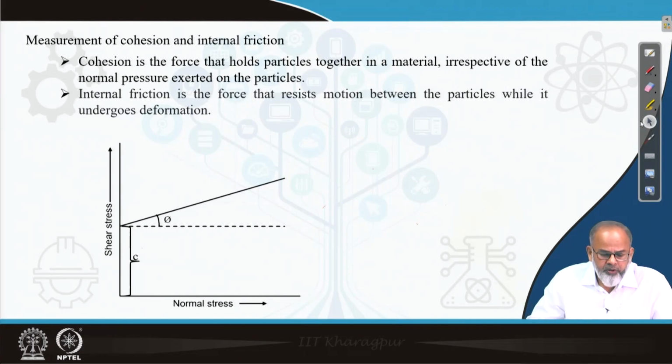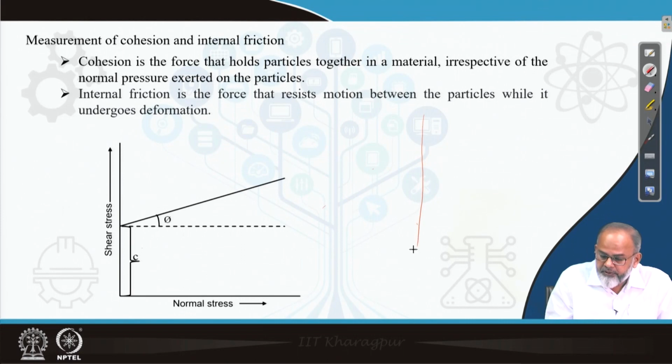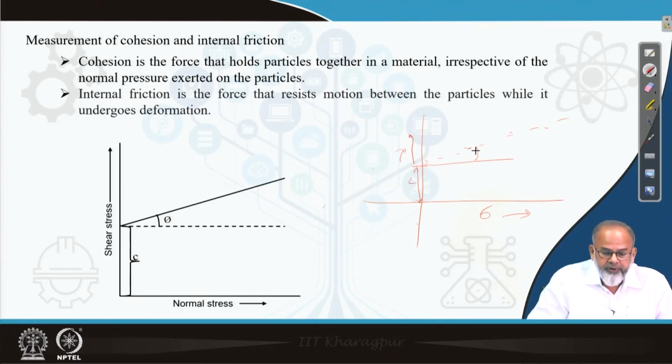When you plot shear stress versus normal stress, you observe a straight line. This side is shear stress, this side is normal stress, and you get points like this. If you best fit the line and extend it to touch the y-axis, the intercept gives the value of C and the slope gives the value of phi. C is your cohesion and phi is the angle of internal friction.